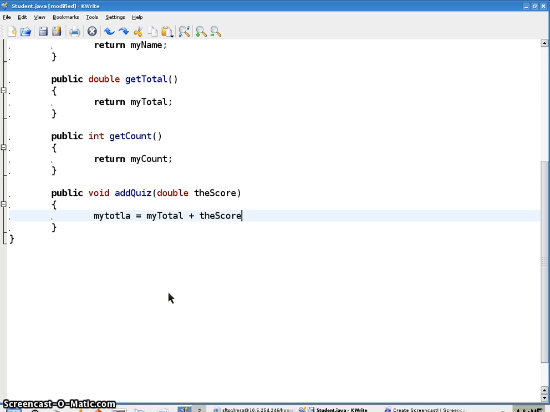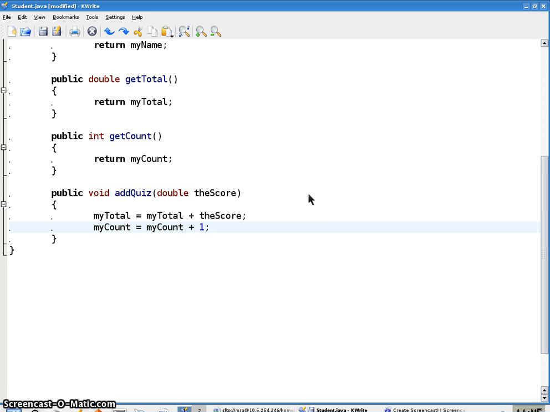Okay. Yeah, that's what happens when you type fast, you end up typing slow. Yeah, about that, don't take a typing class. It doesn't help. So, my total equals my total plus the score, but there's something else missing. What are you going to do with it? Okay, my count equals my count plus 1. Perfect.